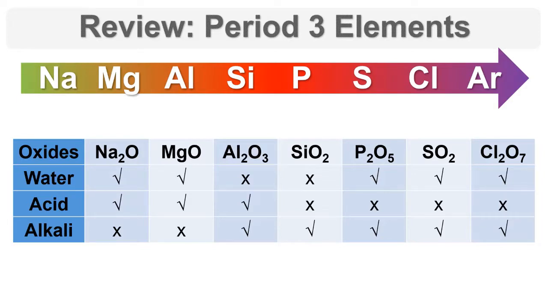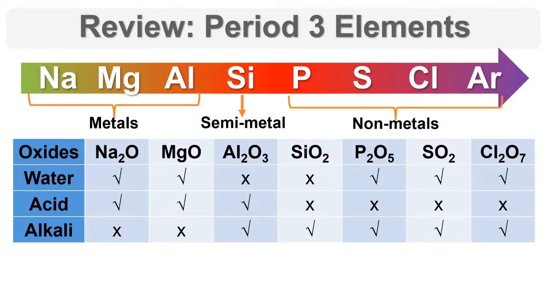Going across Period 3, the physical state of Period 3 elements changes from solid to gas. The same goes for their metallic properties. Metallic properties decrease. Going across Period 3, elements change from metal to semi-metal to non-metal. Sodium, magnesium, and aluminium are metals. Silicon is a semi-metal or metalloid, whereas phosphorus, sulfur, chlorine, and argon are non-metals.